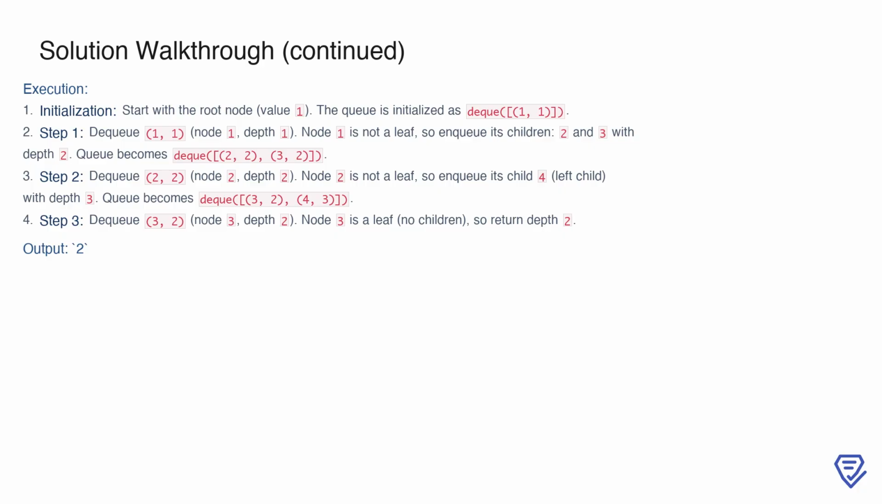In the next step, we process the tuple (3, 2), which corresponds to node 3 at depth 2. Since node 3 is a leaf, it has no children, so we return its depth, which is 2. This demonstrates that even in an unbalanced tree, the breadth-first search ensures we find the minimum depth efficiently.